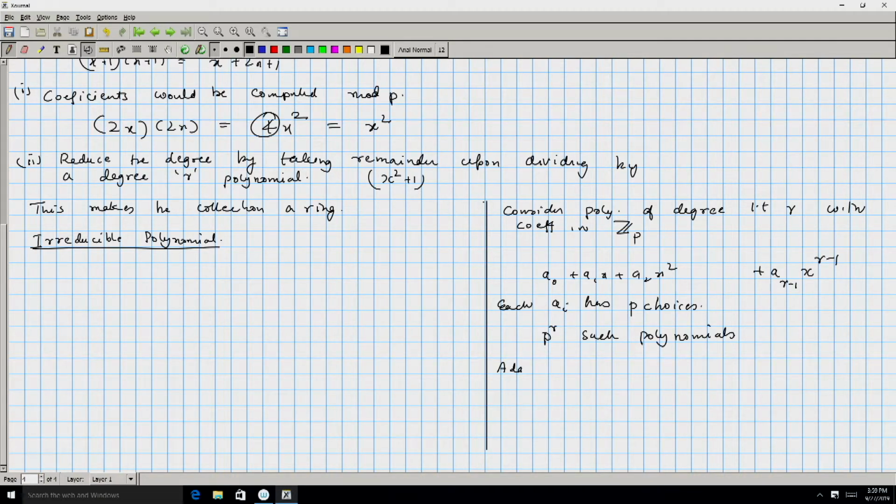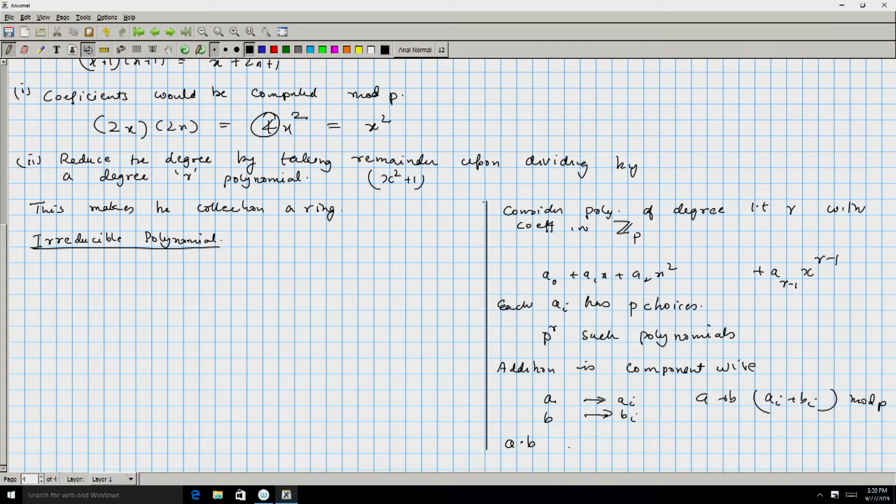Okay. Addition is component wise, in the sense if you have a and b, where a is a polynomial and b is another polynomial of degree r, and the coefficients of a are ai and the coefficients of b are bi, then a plus b is basically ai plus bi mod p. Okay, that is simple enough, and a times b is the normal polynomial multiplication.